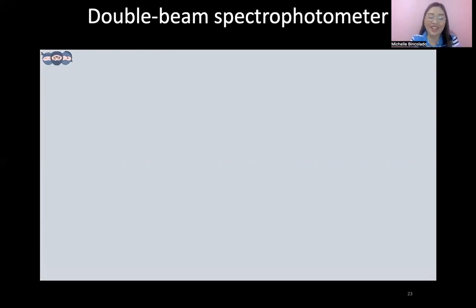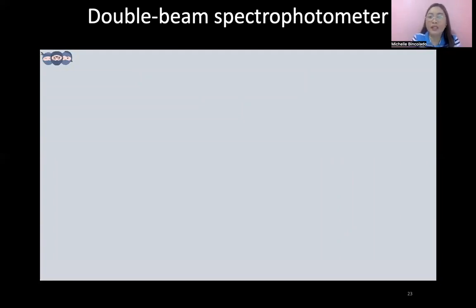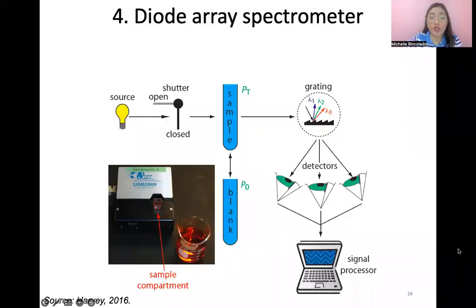So very clear naman doon sa diagram yung pagkakapaliwanag guys ng difference ng double beam with that of a single beam spectrophotometer. So mas expensive syempre guys kasi napansin nyo, mas magiging mabilis yung analysis using a double beam spectrophotometer.